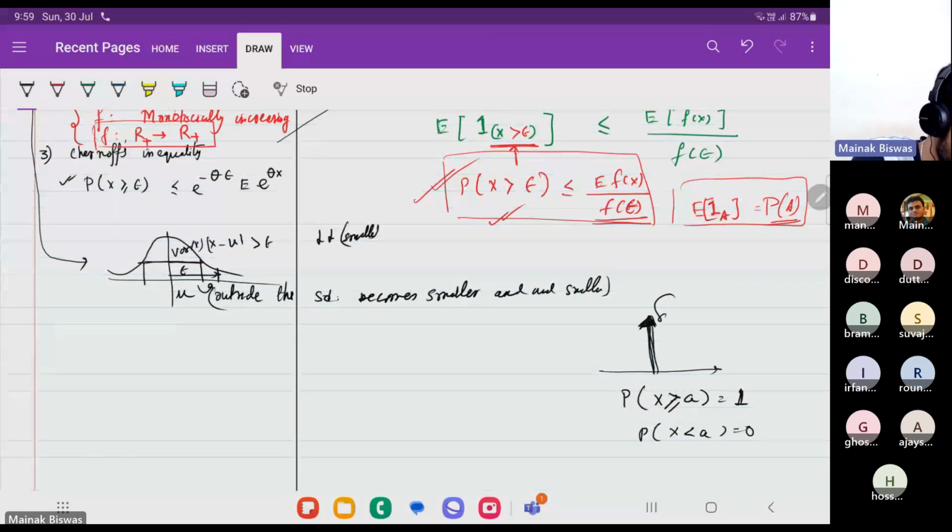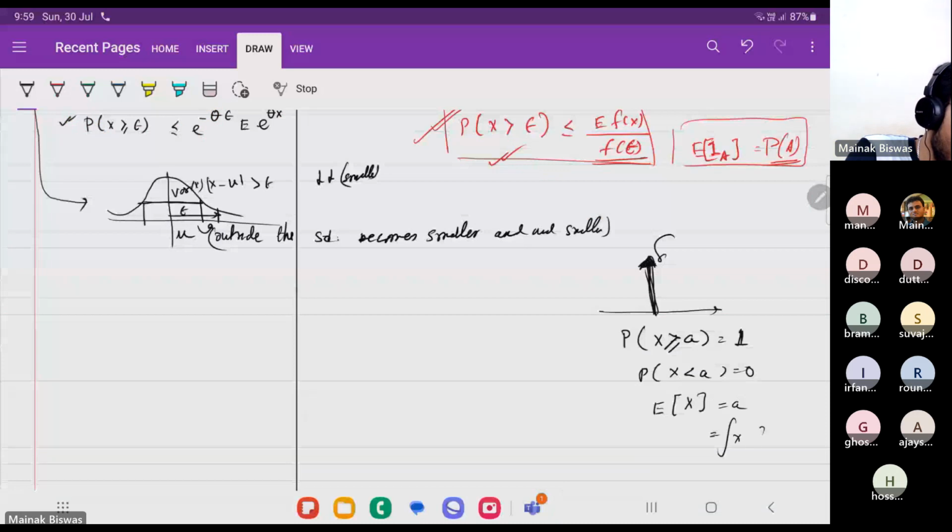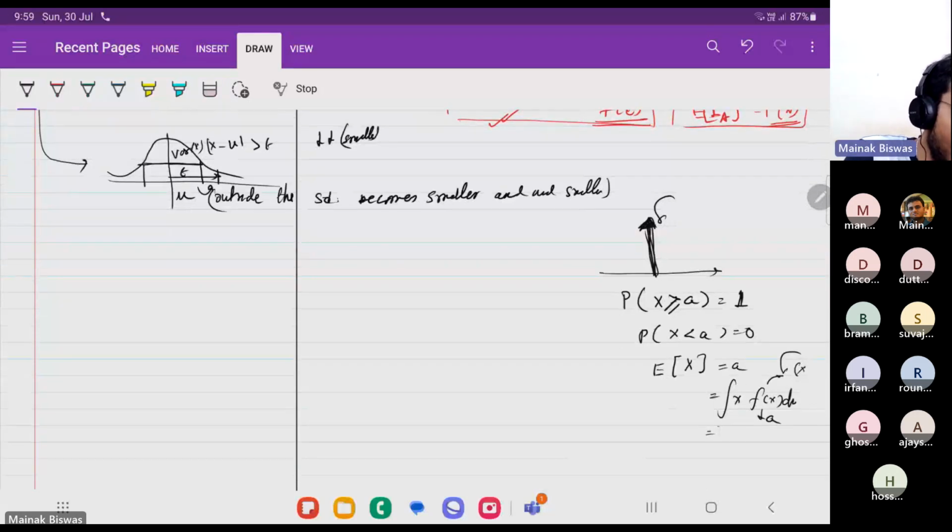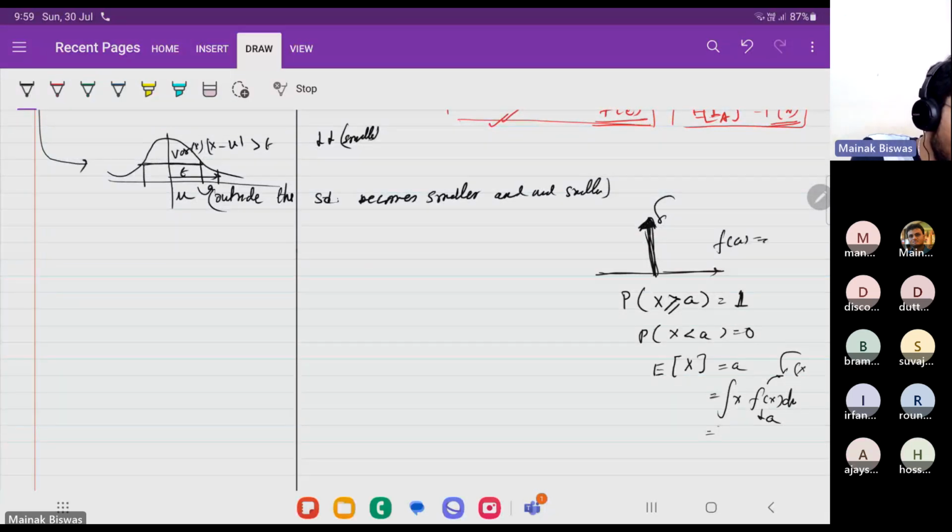So everything is here. So what is the mean of this distribution? Mean of x is a, yes or no? Yes. Why is it a? Because this is the integral of x from minus infinity to x. So it's a Dirac function. So you will get only at a you have 1, all other terms you have 0, right? F of a is equal to 1 and f of b not equal to a is 0. So then you'll get a.